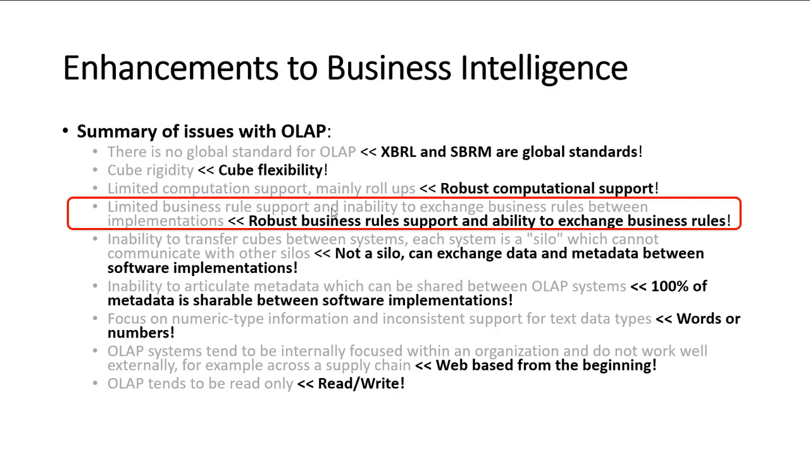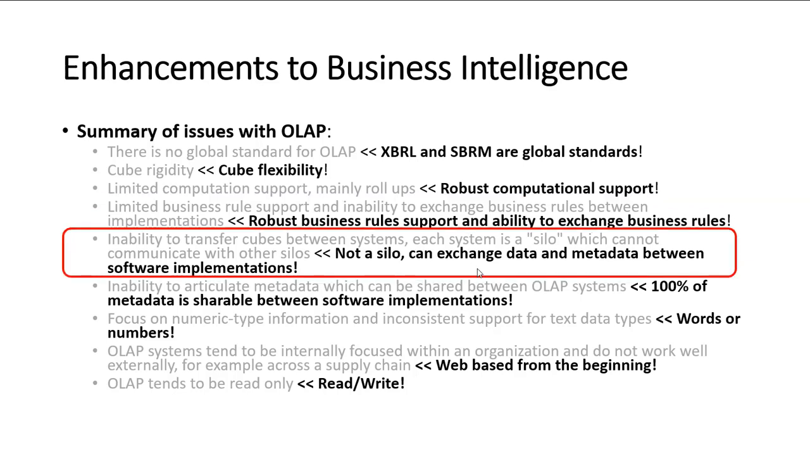You can't really exchange metadata or data between systems. Each of these systems is proprietary. You can't move information from one to another. You cannot transfer cubes of information between these silos. So basically, with XBRL and SBRM, you can move information, facts, between any system, because it's a global standard that each system supports.